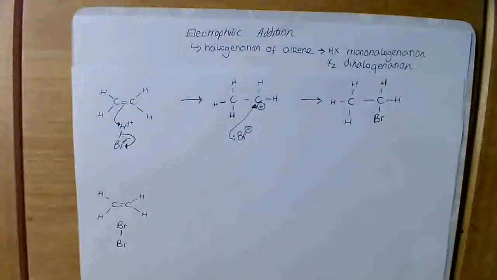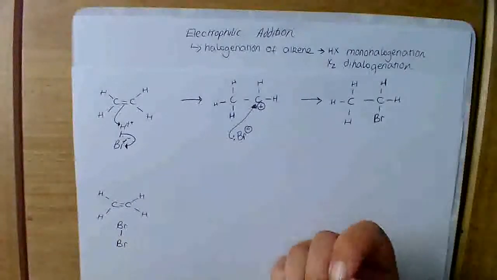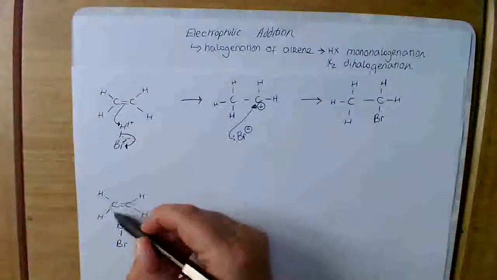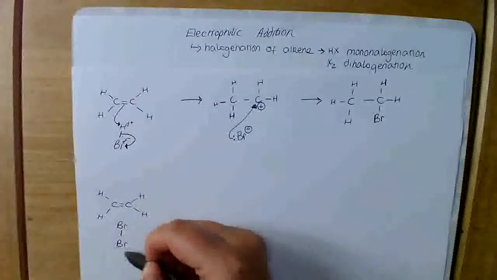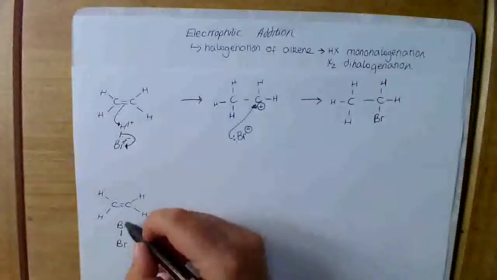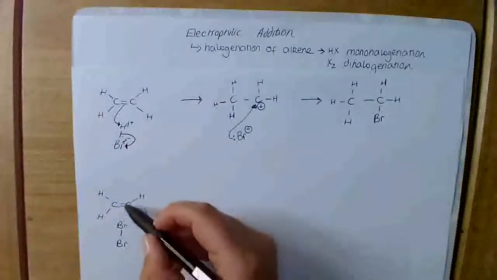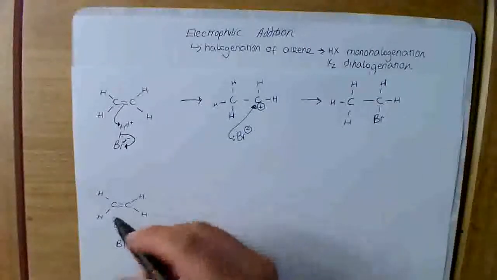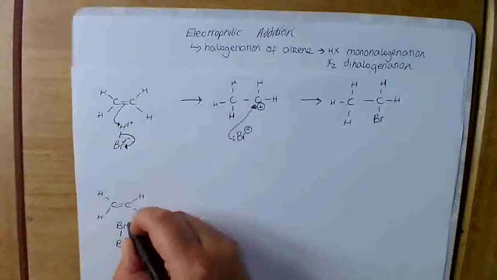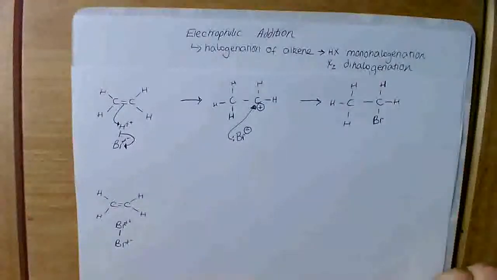Let's have a look at how this mechanism is different when we dihalogenate. So this time we have two atoms that have got the same electronegativity, but because this is an electron-rich centre, as the bromine molecule approaches it, the electrons are shifted in this covalent bond, and they're shifted away from our electron-rich centre, which makes this bromine delta positive and this one delta negative.